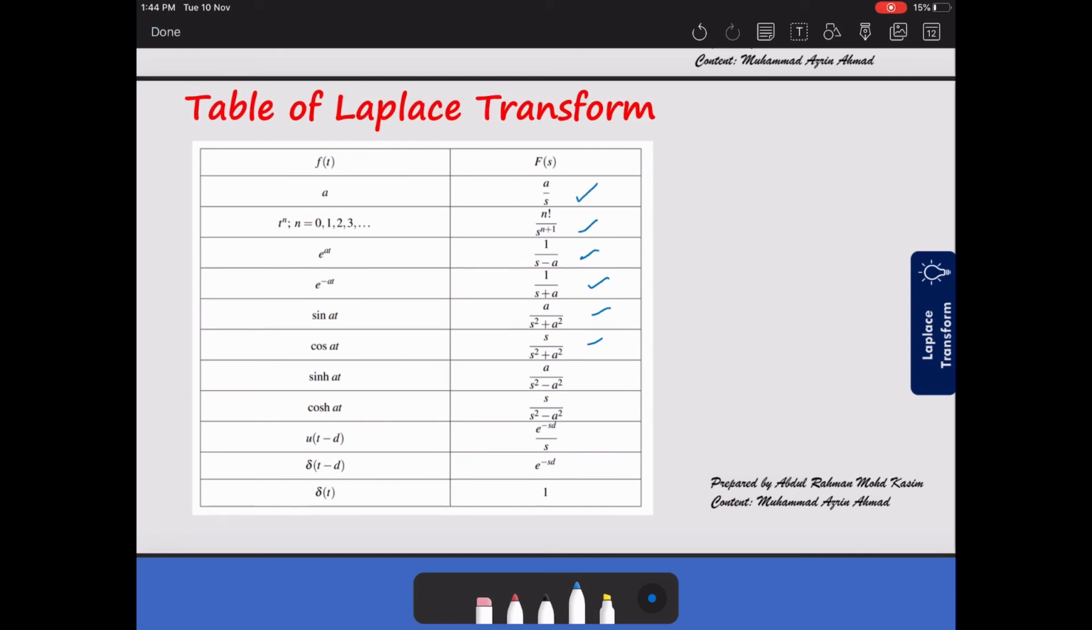This table can be found in your formula books, and in your assessment we will provide it for you. You just need to understand how to transform the single function f(t) to become the function F(s). It's very easy. What you need to do is understand how the answer can be determined from this table.